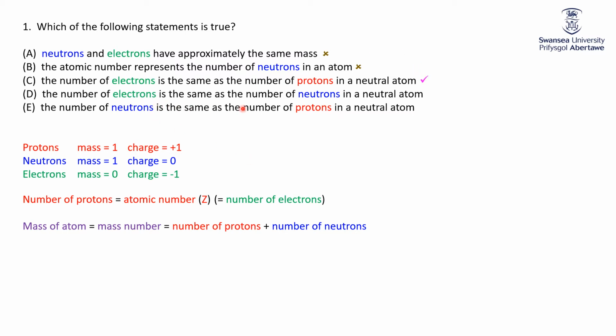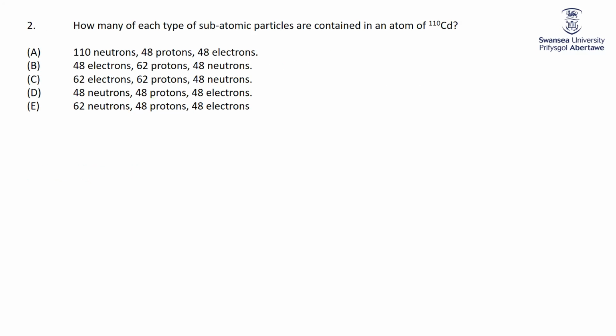Number of electrons, same as the number of neutrons. No, we've already said the electrons is the same as the number of protons. And number of neutrons is the same as the number of protons. No, we've already decided that the equal numbers are of protons and electrons. Always good, by the way, in multiple choice, even if you think you've got the right answer, to keep looking at all the possible answers. Anyway, C, fairly straightforward there.